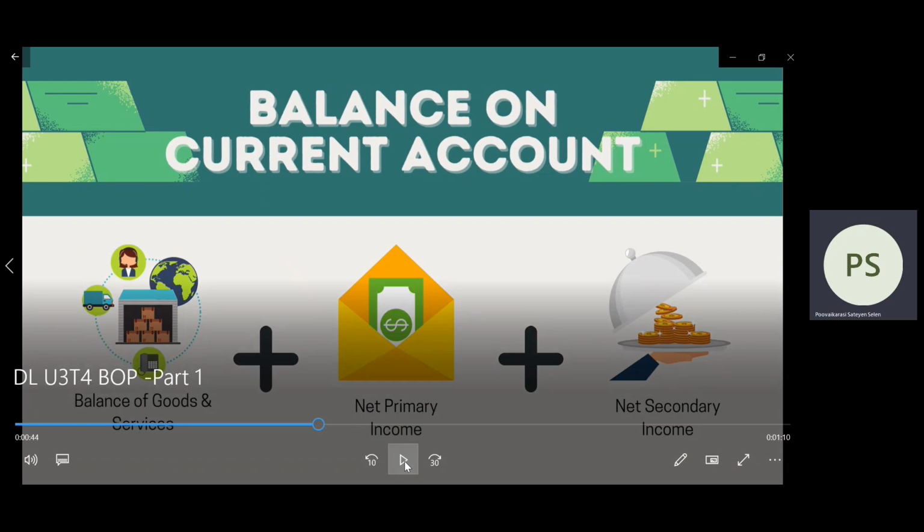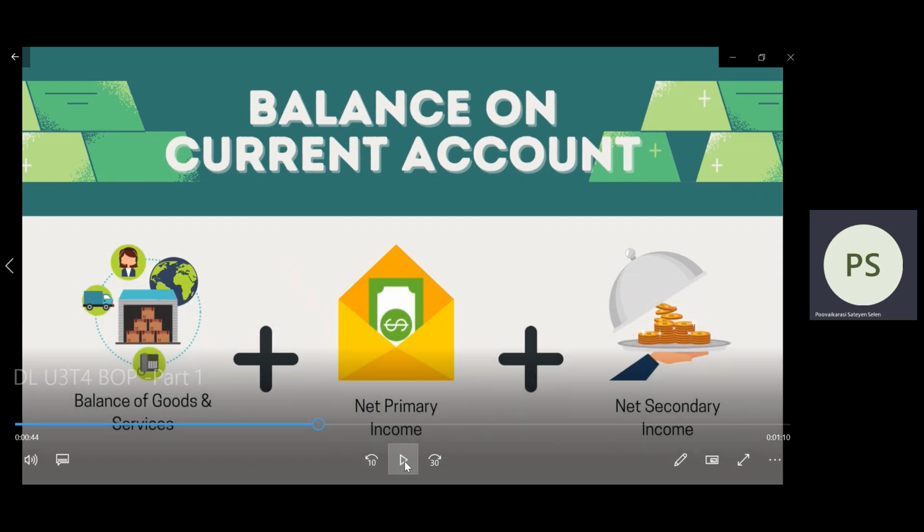Okay, so our balance on current account now consists of balance of goods and services, net primary income balance, and then net secondary income balance. All three components together, we get our balance on current account.